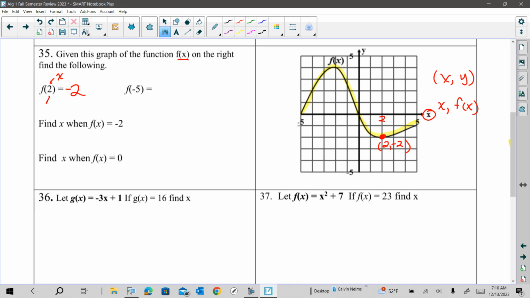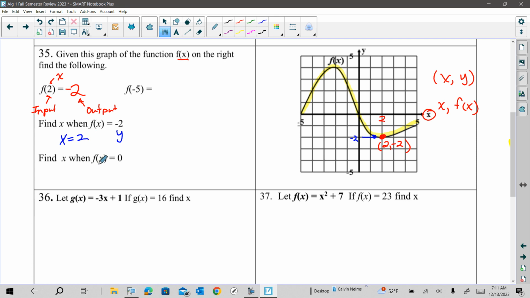Okay, remember, this is our input. What's inside the parentheses is the input, and what comes out is the output. Now we're trying to work backwards. Find the x when f of x equals negative 2. This is the y. So I need to go on the y-axis to a negative 2. Here's the negative 2. But then I need to go where the curve is at x for that point. Well, it happens right here. And our answer here is also 2.